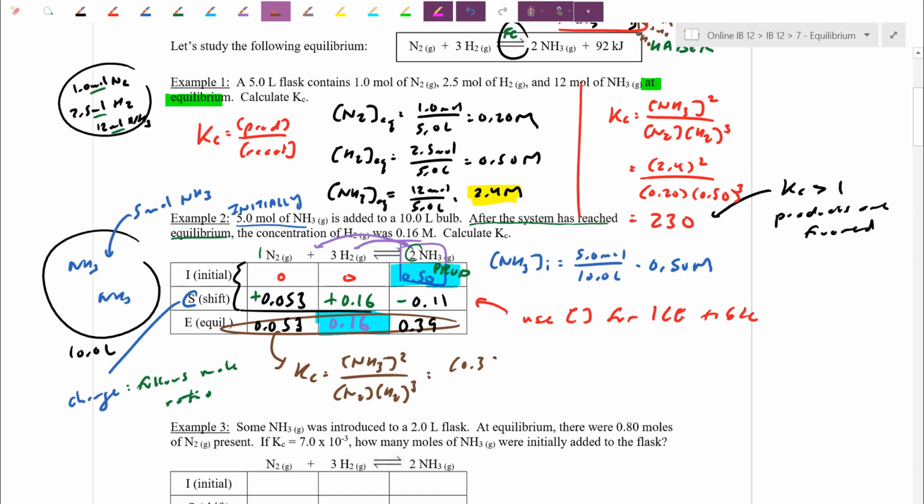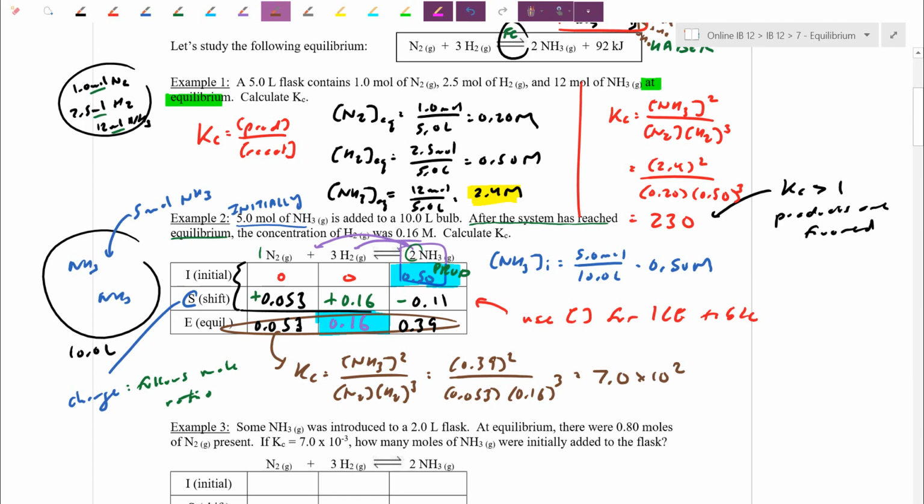So 0.39 squared divided by 0.053 times 0.16. Don't forget to do those powers, the cubes and the squares, from the balanced equation there. 0.39 squared divided by 0.053 divided by 0.16 cubed. I'm getting roughly 701, so 700. 7.0 times 10 to the 2.